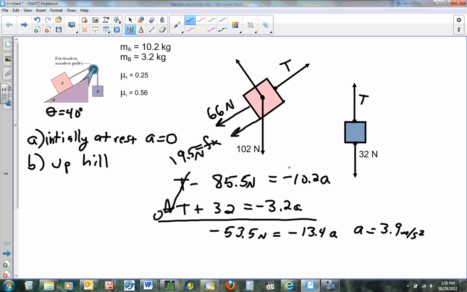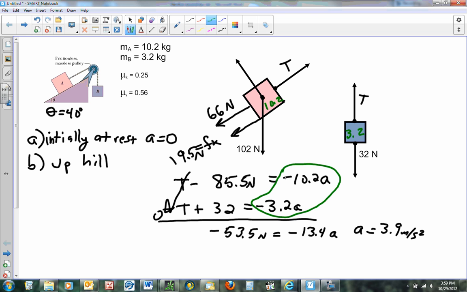Well, first of all, something that always happens: the masses of a system always add together. If you're ever subtracting these two, then something's wrong, because you never subtract the two masses. This mass is 3.2 kilograms. This mass is 10.2 kilograms. The total mass of the system is 13.4 kilograms.